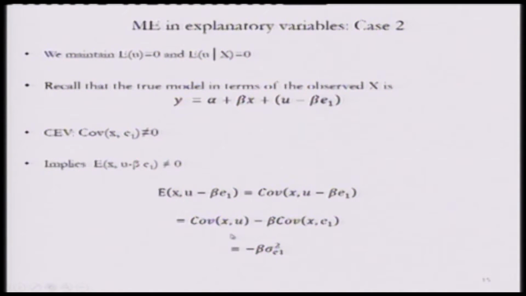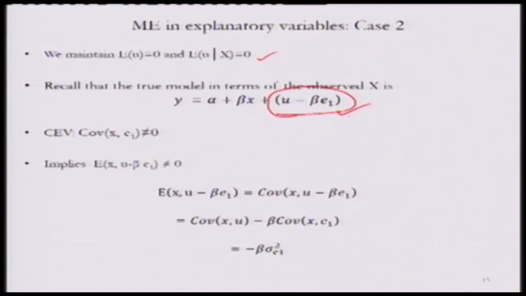Okay. Once again, we maintain the Gauss Markov assumptions that the expectation of u is 0 and the expectation of u given x is equal to 0, which is essentially the conditional independence assumption from the true model. And recall that as in the previous case, we can rewrite the true model in terms of the observed value of x, which just modifies our error term from u to u minus beta E1.